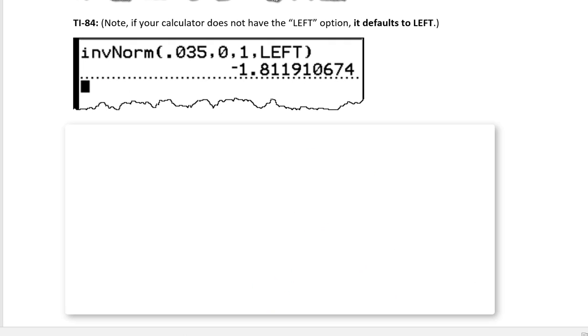On the calculator, you can go to inverse norm, put 0.035, and if it asks for the mean, you can just put in 0 and standard deviation of 1, so the standard normal curve. If you have the option for left, center, or right, choose left. And again, you'll get negative 1.81, and again, it's just the positive. The critical value is always positive, so it'd be positive 1.81. Same thing we got before.